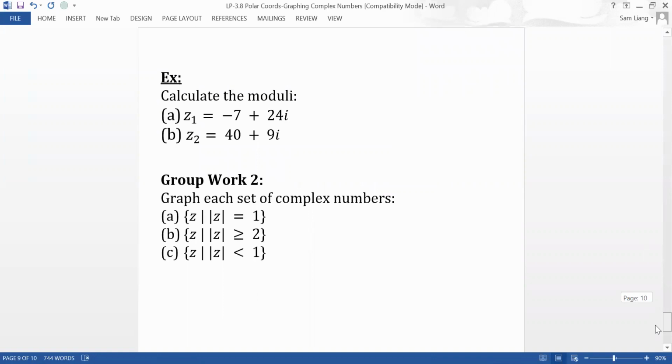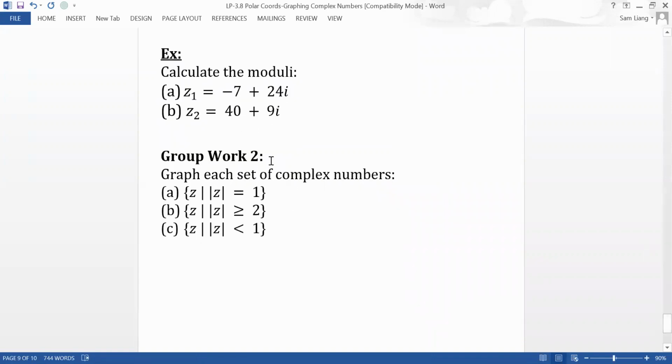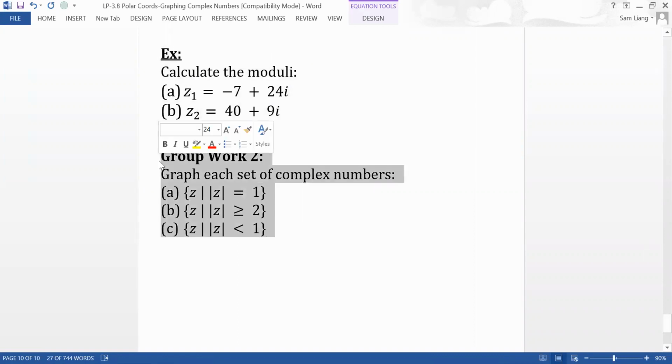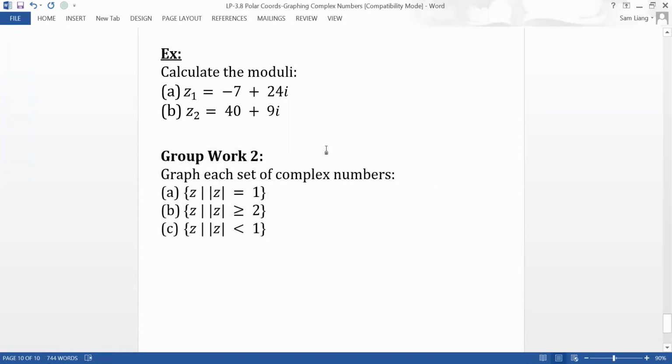All right, so we have a bit of time left, so why don't you go ahead and try solving these questions on your own. First calculate the moduli, which from the last slide we know is the distance from the origin, so you're going to use the square root of a squared plus b squared, and then from there see if you can graph. So we're going to tie these two concepts together, graphing complex numbers or sets of complex numbers, and then tying that concept to the modulus of a complex number, which is the distance from the origin.